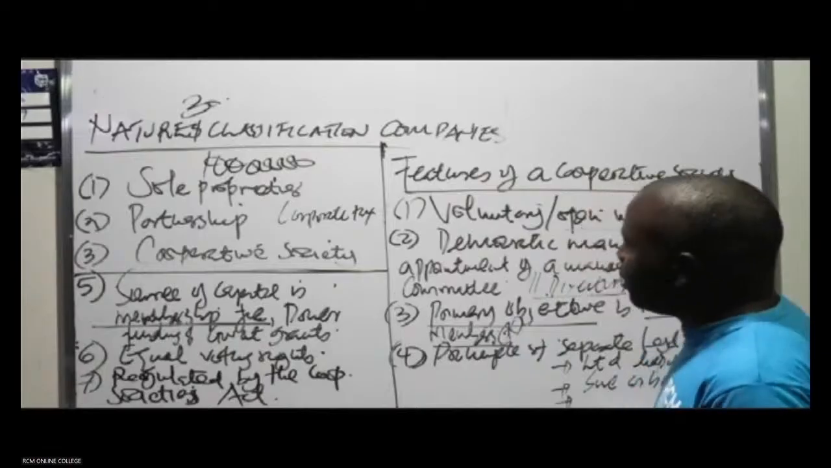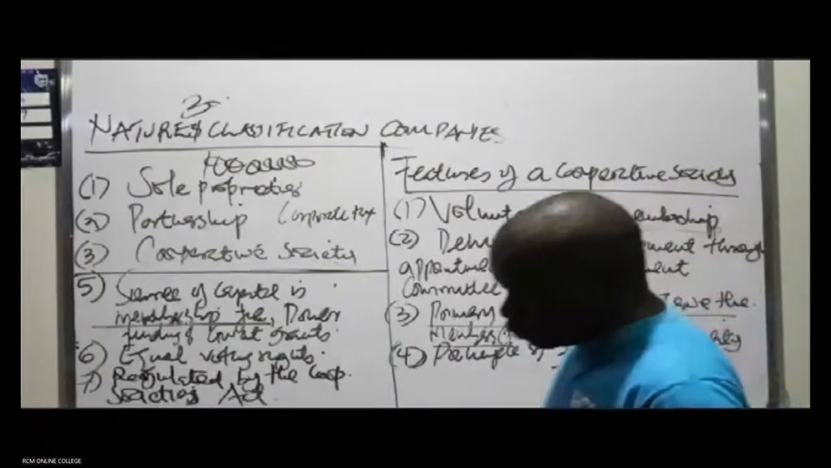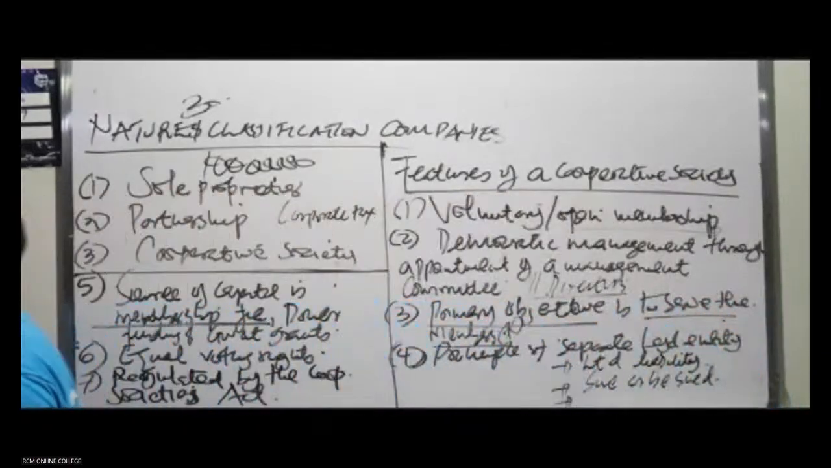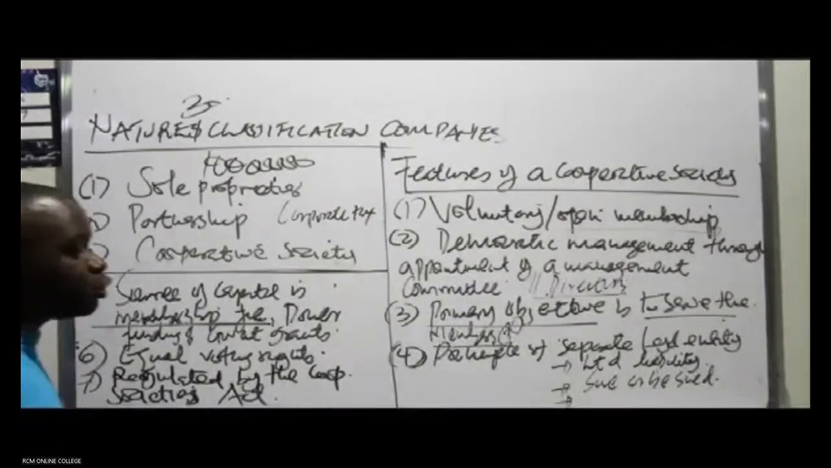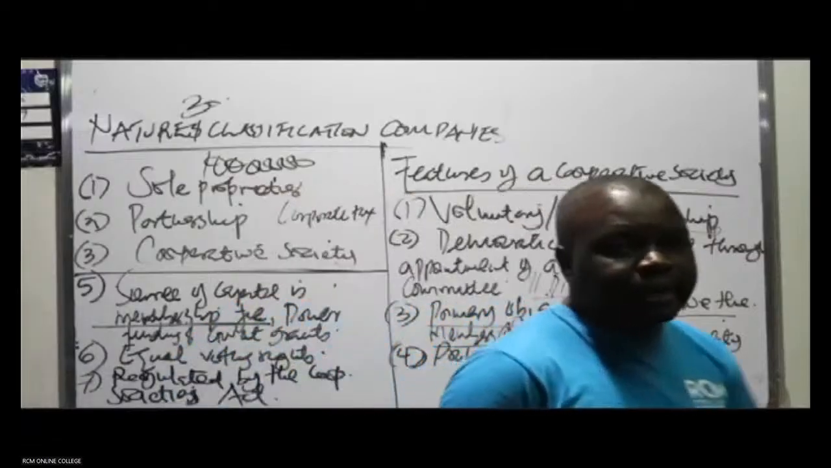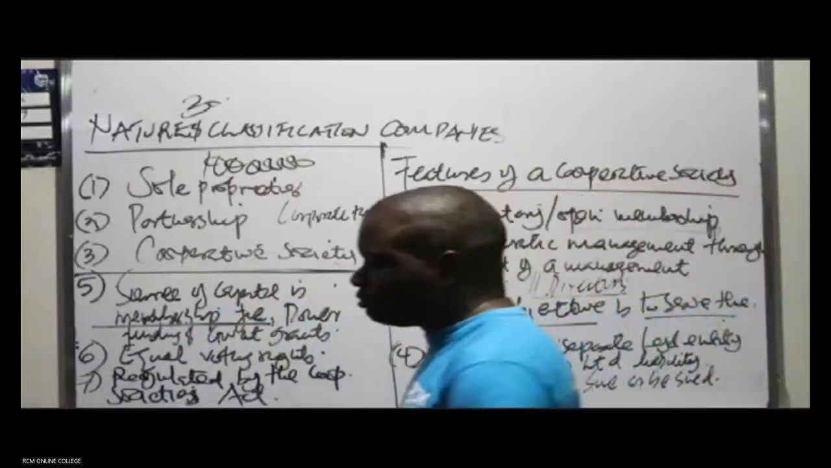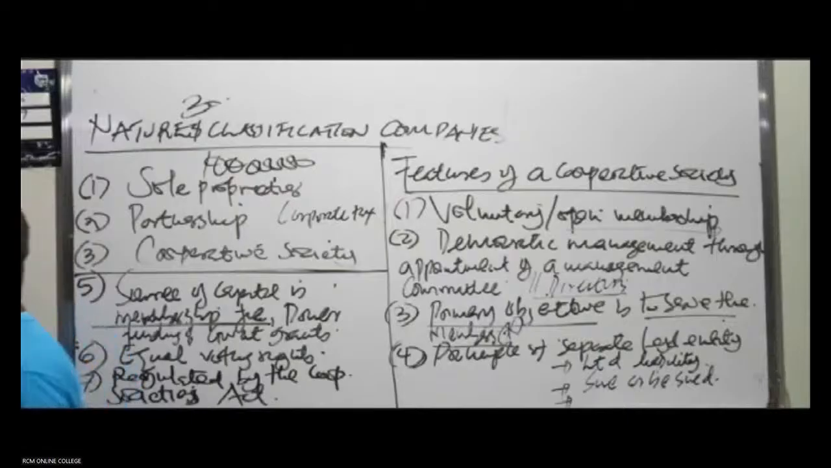Equal voting rights. So one member, one share, one vote. One member, one vote. But in the case of a company, your voting rights will be dependent upon the number of shares you hold. The more shares you hold in a company, the more voting rights you have.